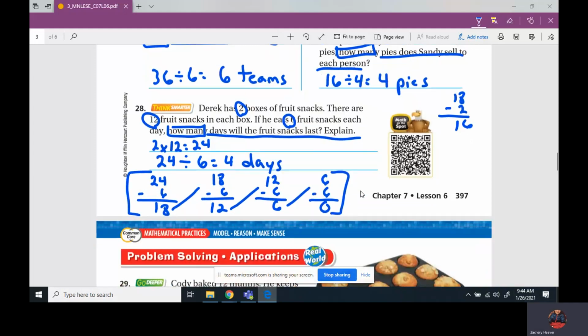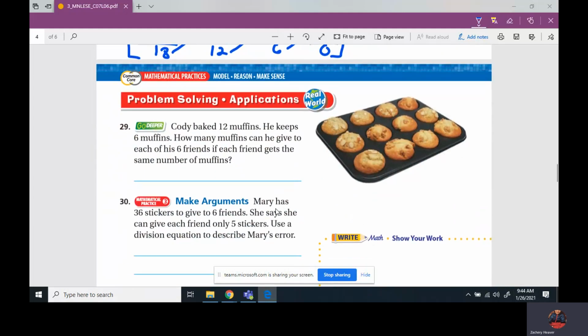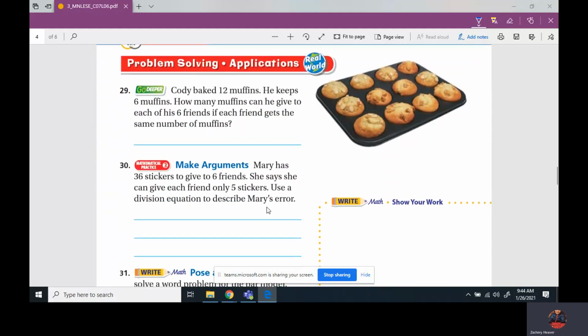Let's see what the next one says. Almost. You got it down, Cortland? Okay. So, next one, add a lead.